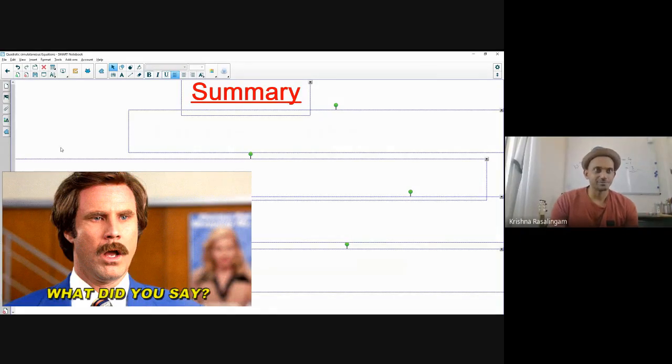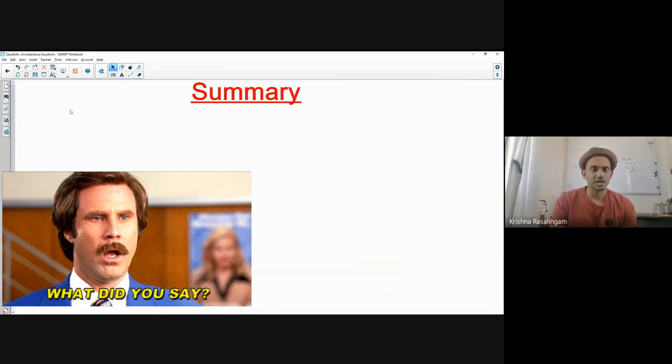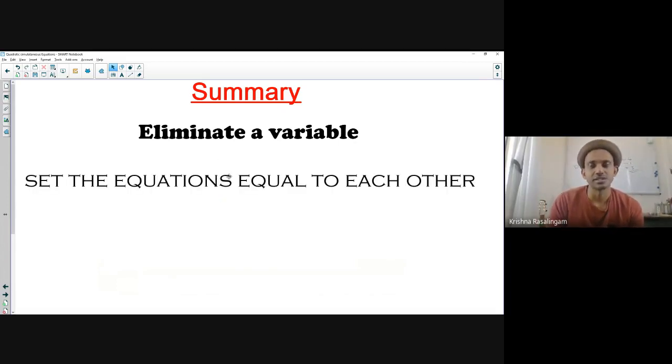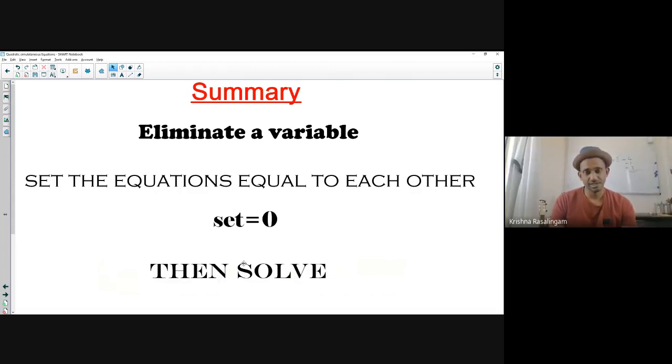So here's the summary. So what did we do? We eliminated a variable. How did we do that? We substituted the equations equal to each other. Then what did we do? We grouped the terms and we set it equal to 0. And then we solve it. So in these topics, I'm assuming you're fine once we get to solve. If you're not, then you need to either go to the quadratic formula video or the factorizing quadratics video.